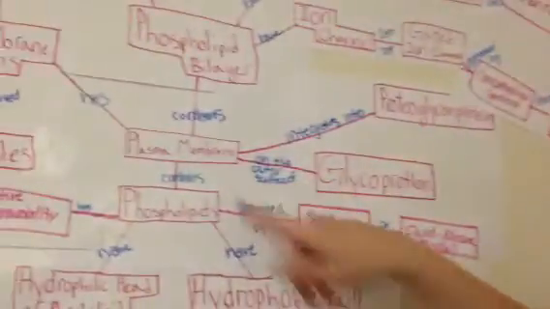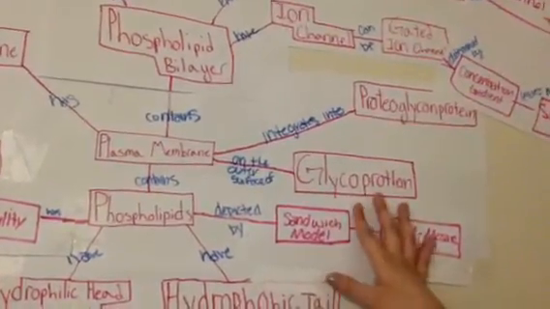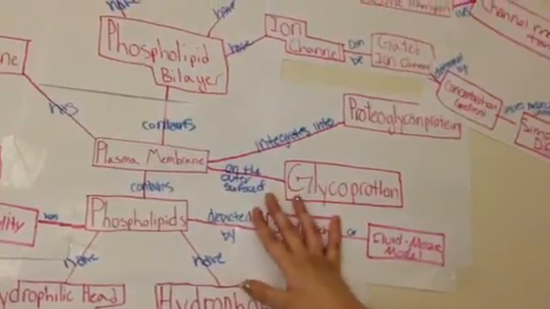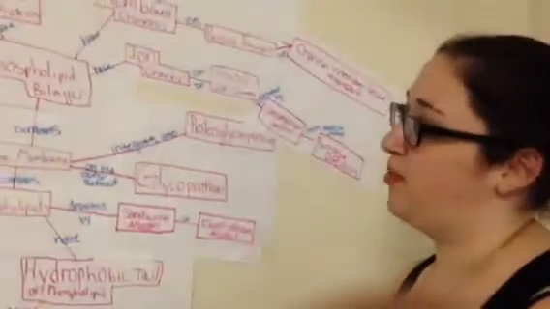The plasma membrane also has glycoproteins on the outer surface of the membrane. It also has proteoglycan proteins integrated into the actual membrane.